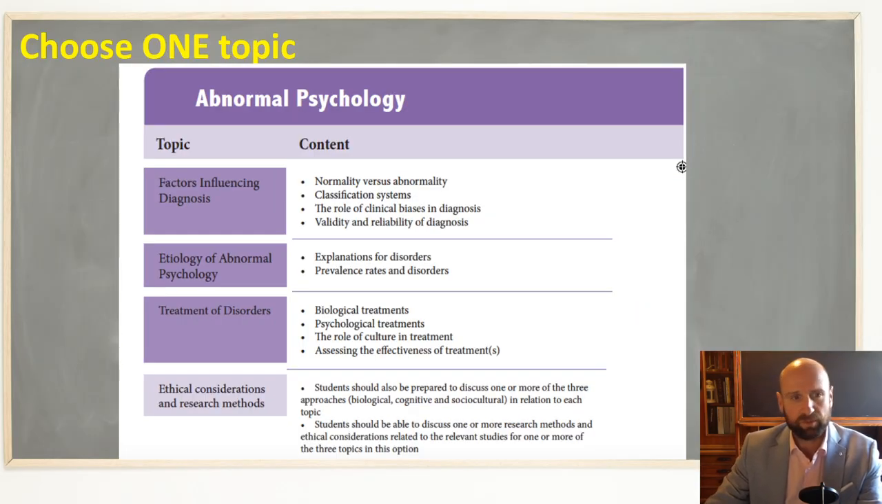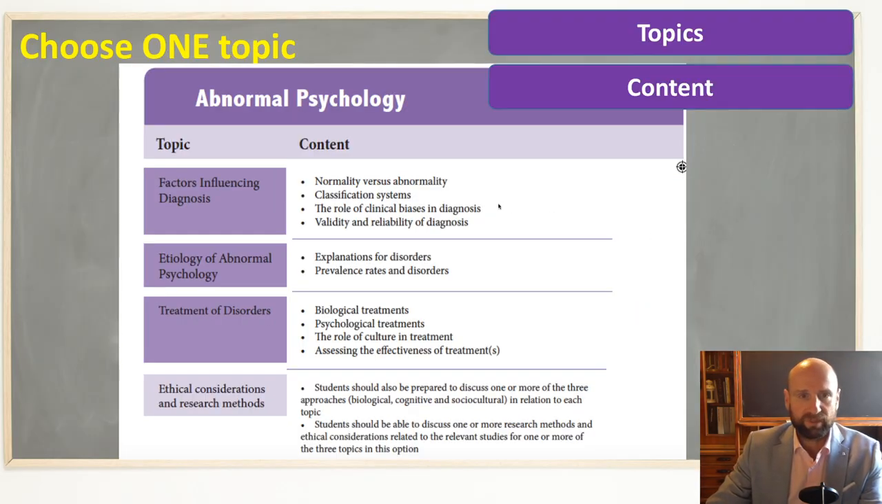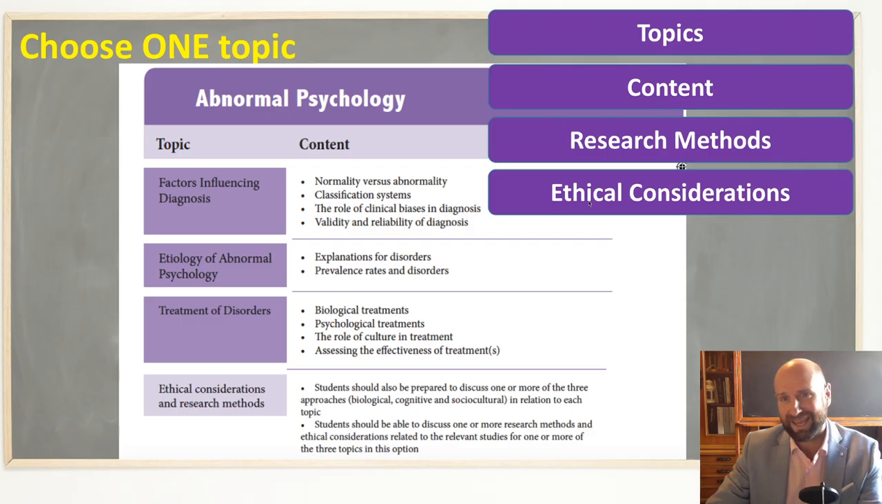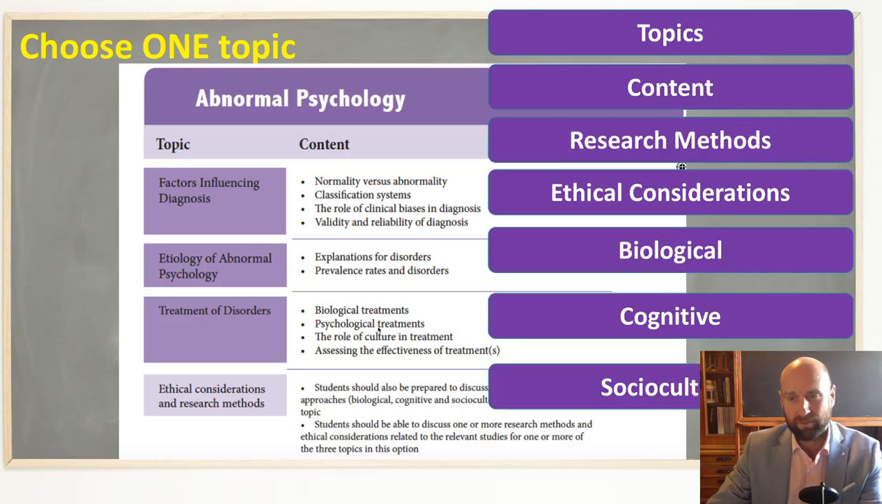So what's the best topic to choose? Well, not only can the exam questions be based on the topic and the content. If that was just the case, we'd see etiology is a pretty good choice, right? Because there's only 2 content points here. These have a lot more. But they can also ask about research methods and ethics in relation to each topic. They could also ask about the biological, cognitive, and sociocultural approaches in relation to each of these 3 topics.